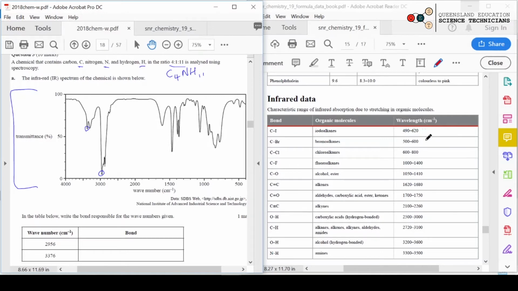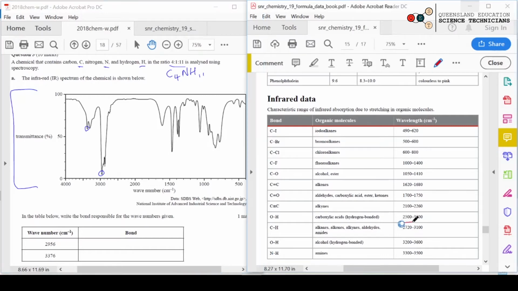So I need to go down my table till I find about that range. It could be maybe in this range, it's unlikely, and it could be in this range. I've been given an extra bit of information in the fact that it hasn't got oxygen in, so it can't be a carboxylic acid. So I know straight up that it's going to be the CH.